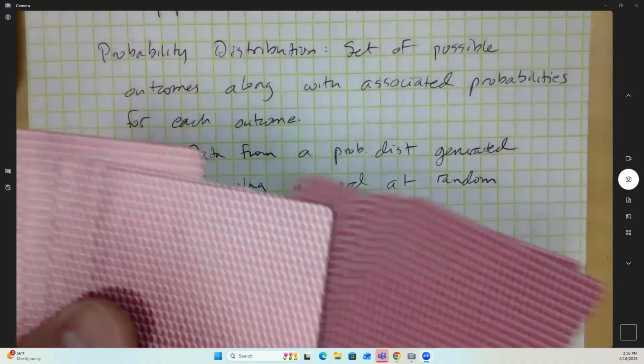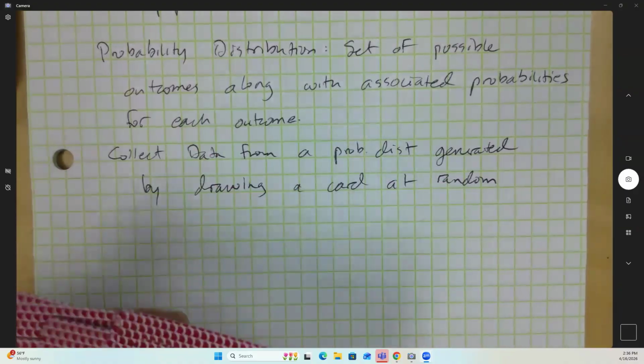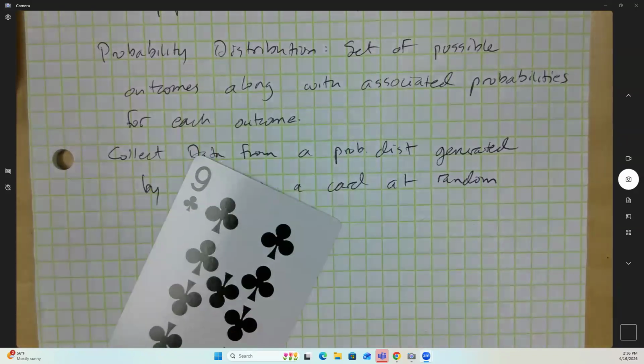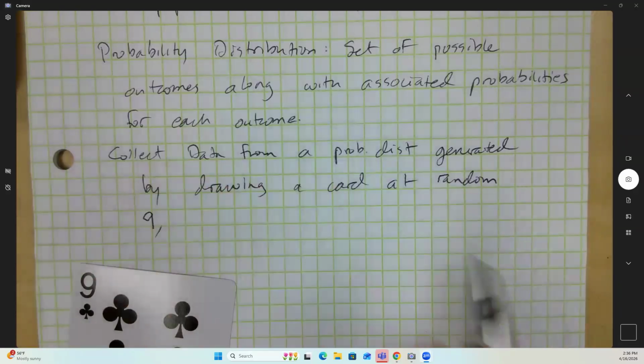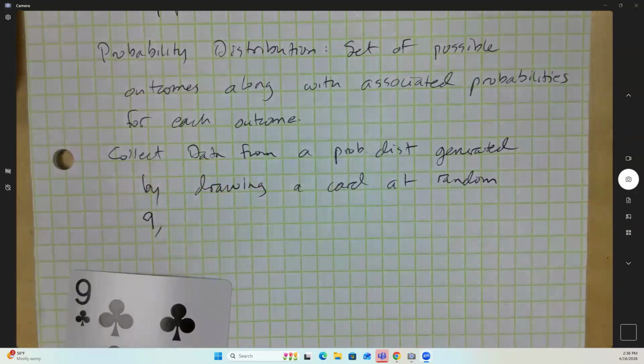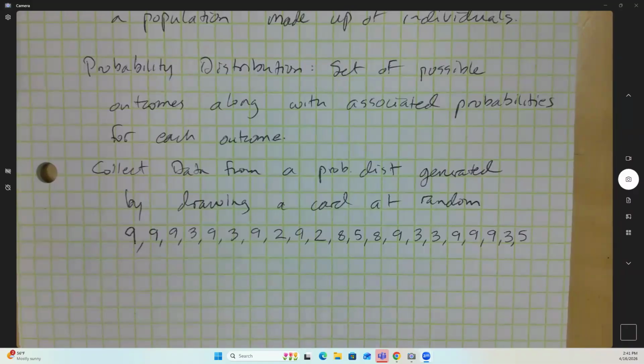So I'll take the cards and I'll shuffle them. And I'll draw a card at random. We got a 9. So starting our data. Now I'm going to pause the video. And by the time I start the video, we'll have a full set of data. All right, there's our data presented as raw data. What's the most common observation? 9, I think so, yeah.